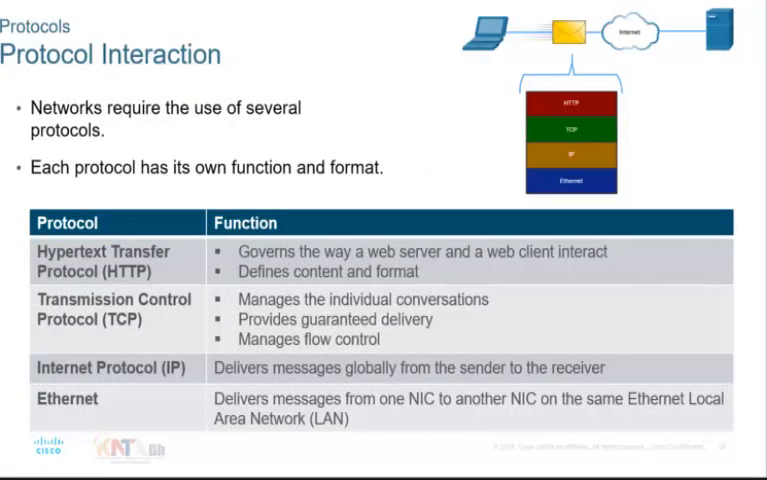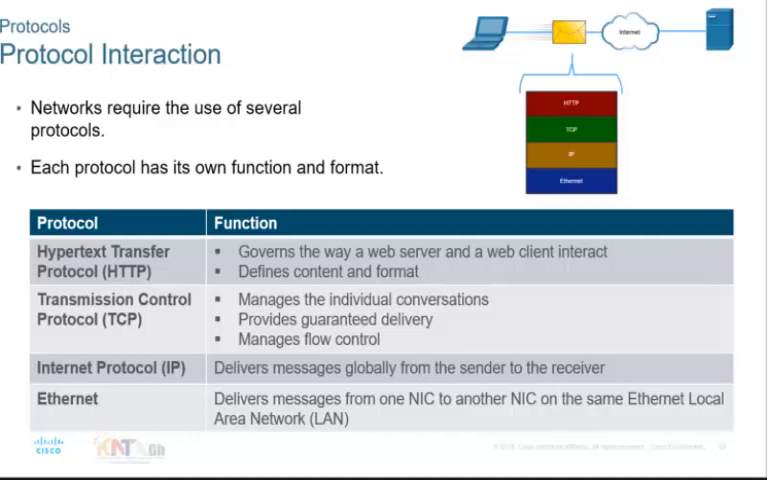Protocol interaction. How do protocols interact with each other at each layer of the data transmission process? Networks require the use of several protocols. Each protocol has its own function and format. So we have a protocol called Hypertext Transfer Protocol, HTTP. Now this protocol governs the way a web server and a web client interact, and they also define content and format.